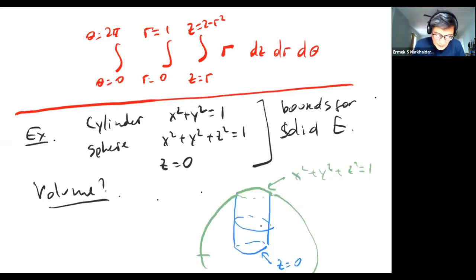Let me change the problem slightly. I want to put 4 here, because if I have 1, then the picture will be different. You would have x squared plus y squared glued to that bottom part. I don't want it to be glued. I want it to be a little bit apart. Let's try to find the bounds.